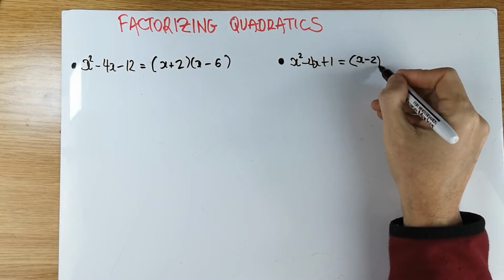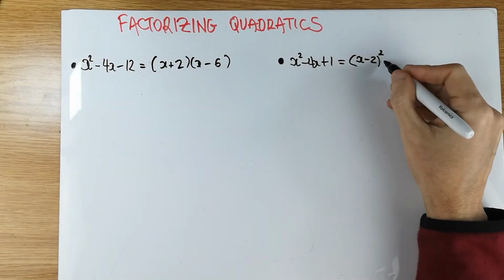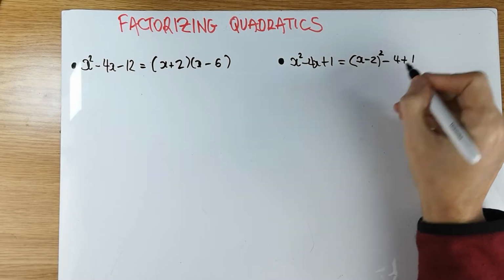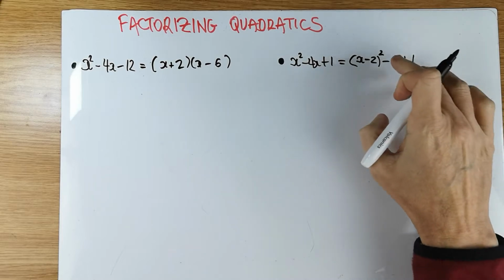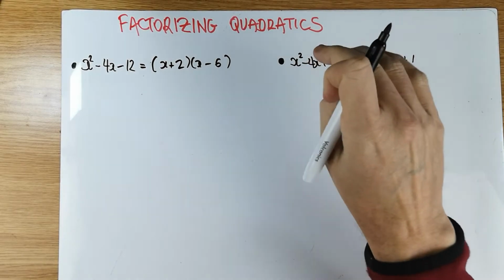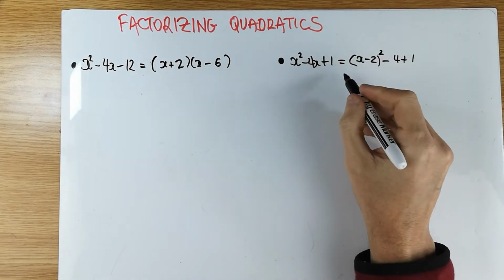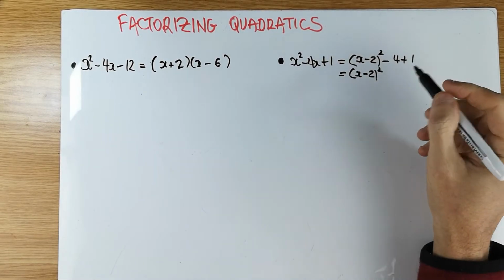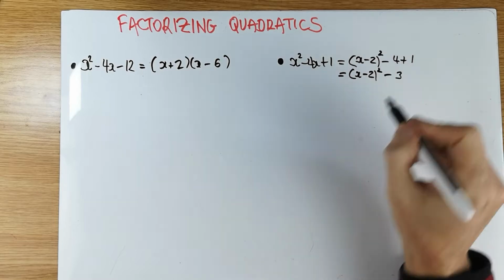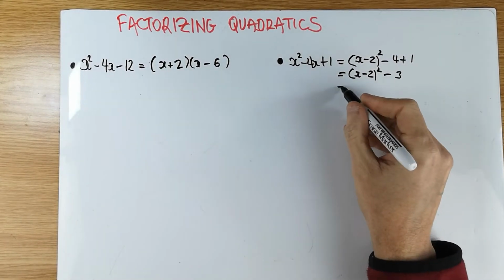x minus 2 all squared, minus 4 plus 1. I just completed the square. There's no two sides to move all of this to the other side. This is just that is equal to that. So what do I do next? Well, quite clearly, that is still equal to x minus 2 all squared minus 3. So now what? Well, it's the obvious thing.